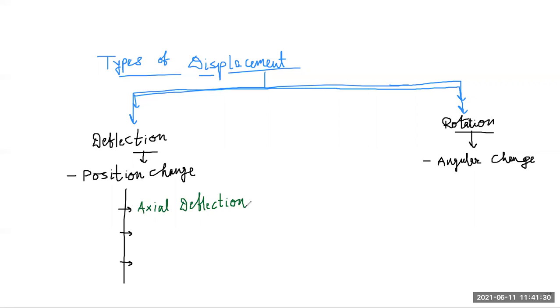First one is your axial deflection. Second one is your vertical deflection. And third one is your horizontal deflection.